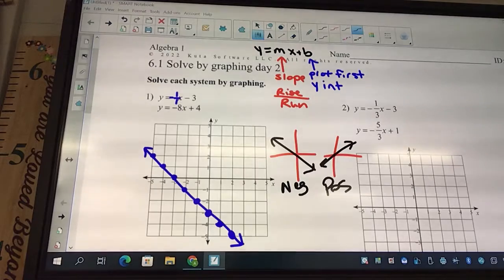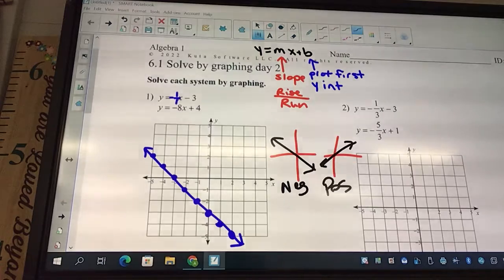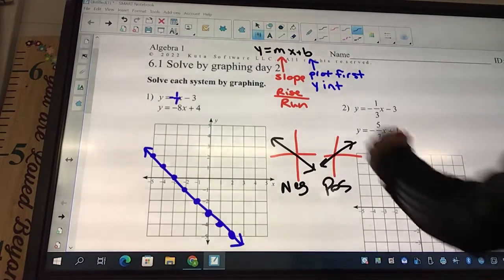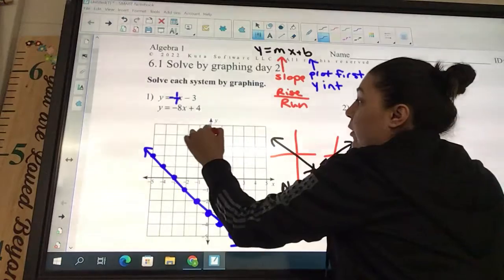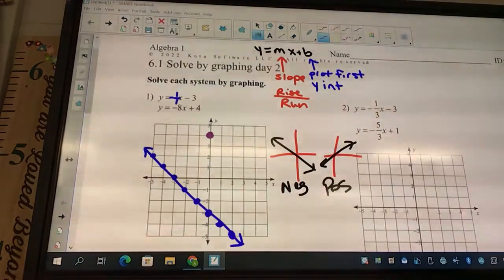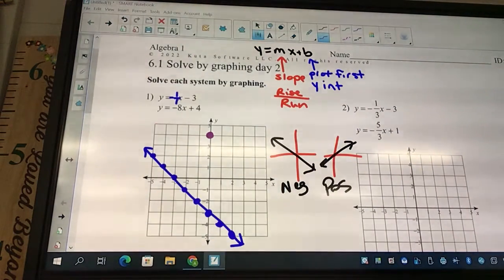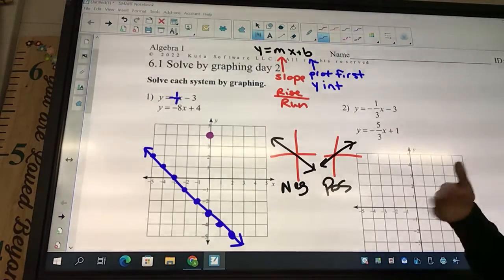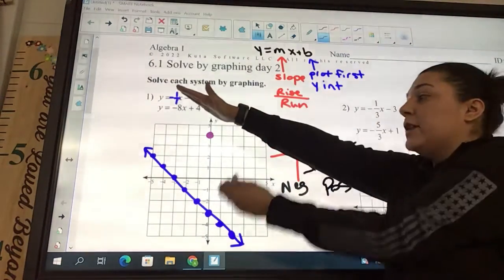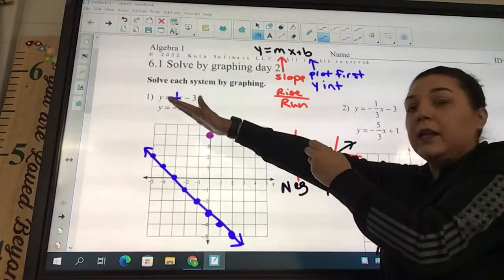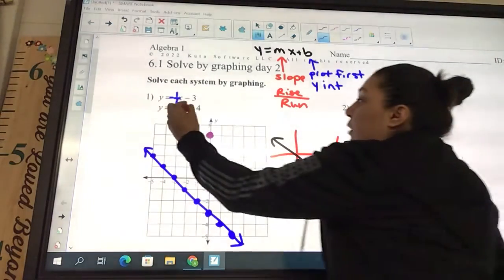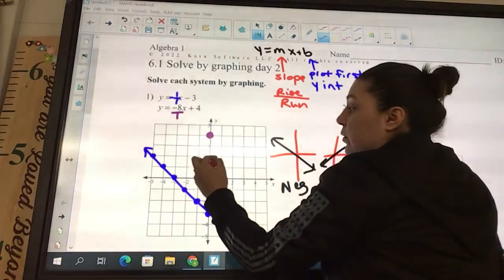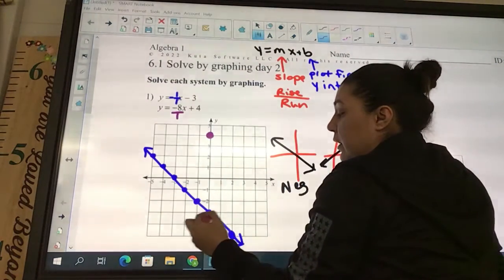And then for our other line, where does it start? At 4. So we started at 4, and this is where some of you get messed up, because can you go up 8? No, so you have to go down 8, and then when you go over, some of you go over the wrong way. You need to think that this is a negative slope, so I should be going down and over this way in order to make my line. So we're going to go down 8 over 1. So 1, 2, 3, 4, 5, 6, 7, 8 over 1.